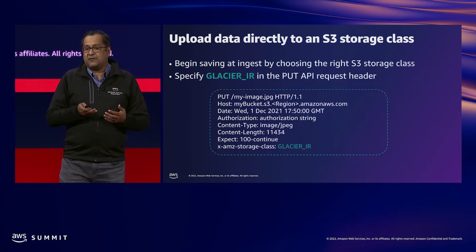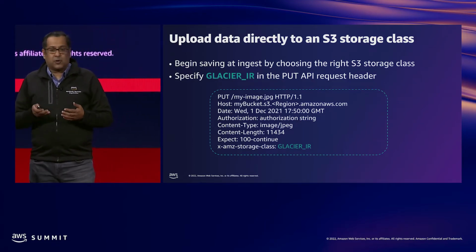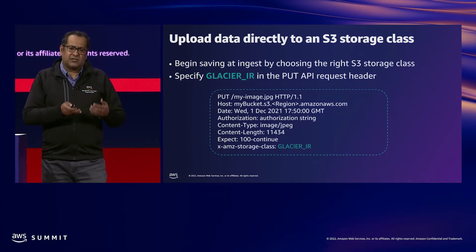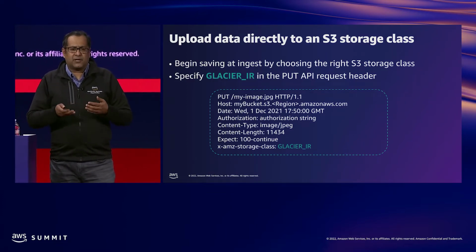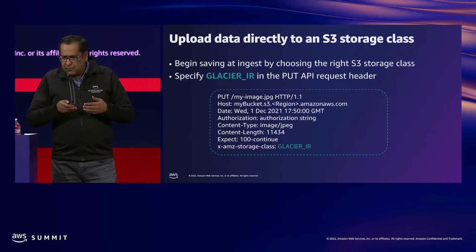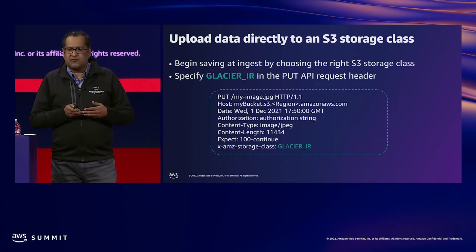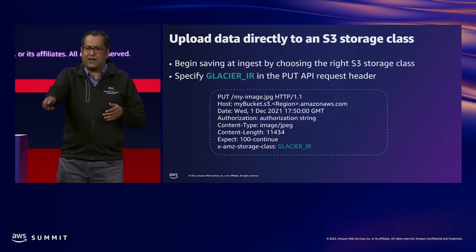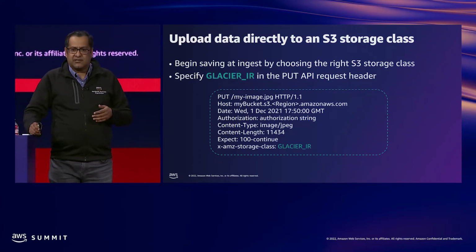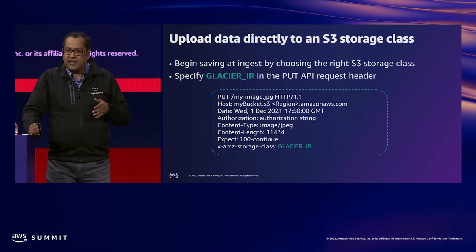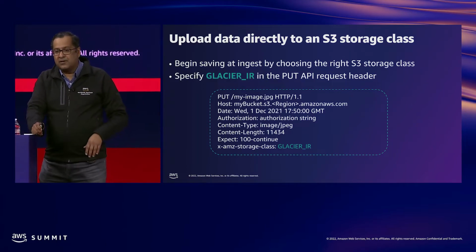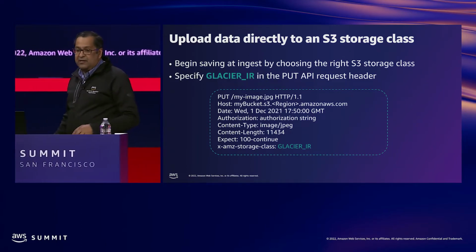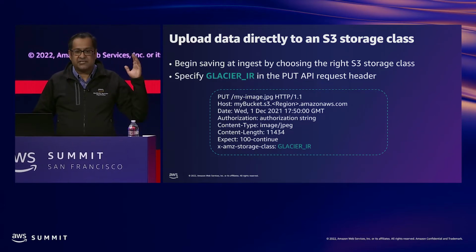But for example, if you know you have data which is cold, and you know that data is not going to be accessed more than 3 to 4 times a year, upload it directly into Glacier Instant Retrieval. Don't go into S3 Standard and then lifecycle it down. Upload it directly into the right storage class at ingest. And you can do that with a very simple put request where you specify the storage class, as you can see on the slide.